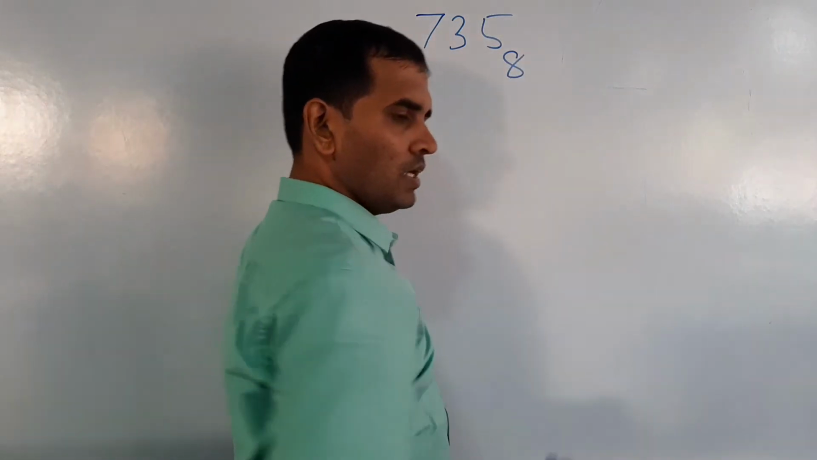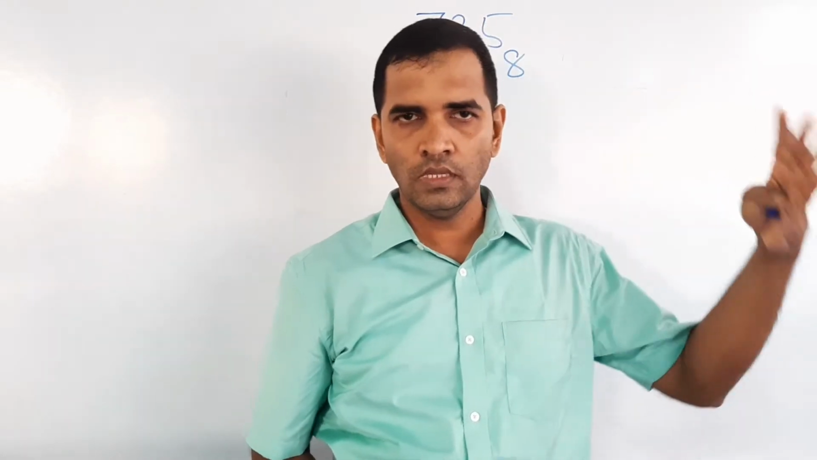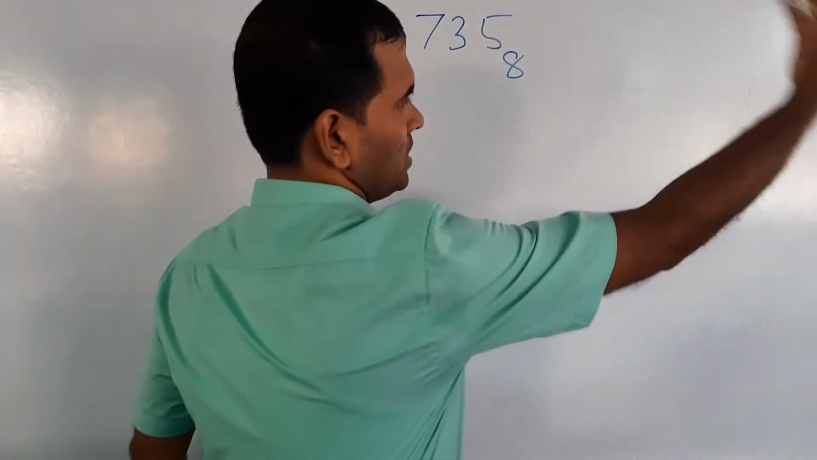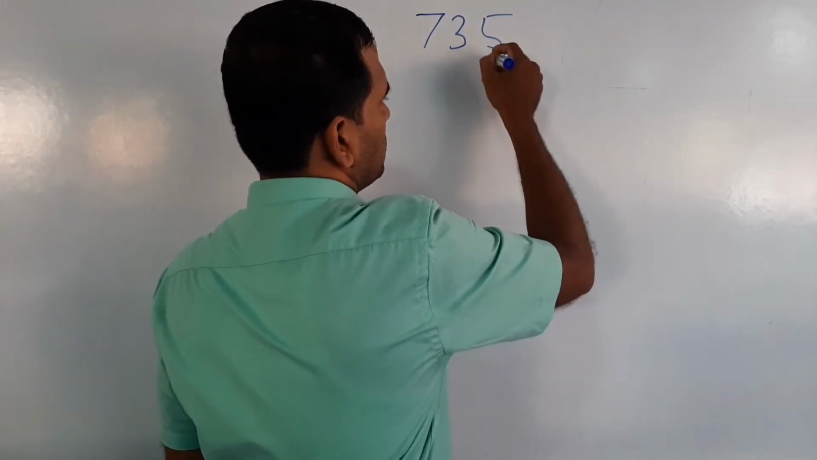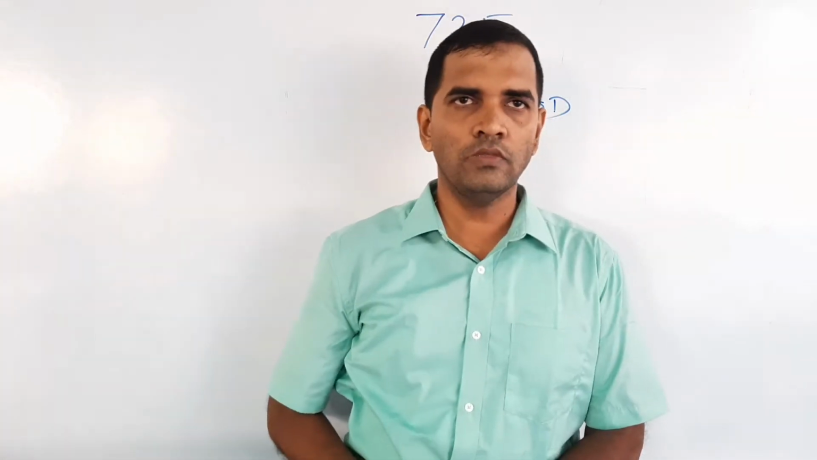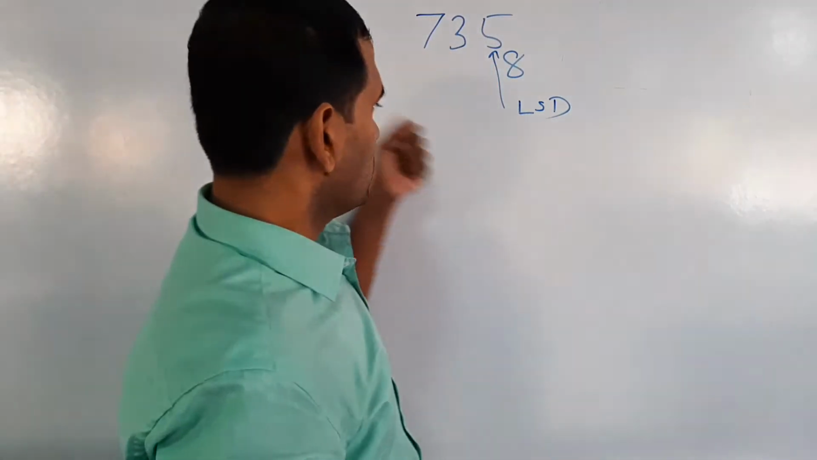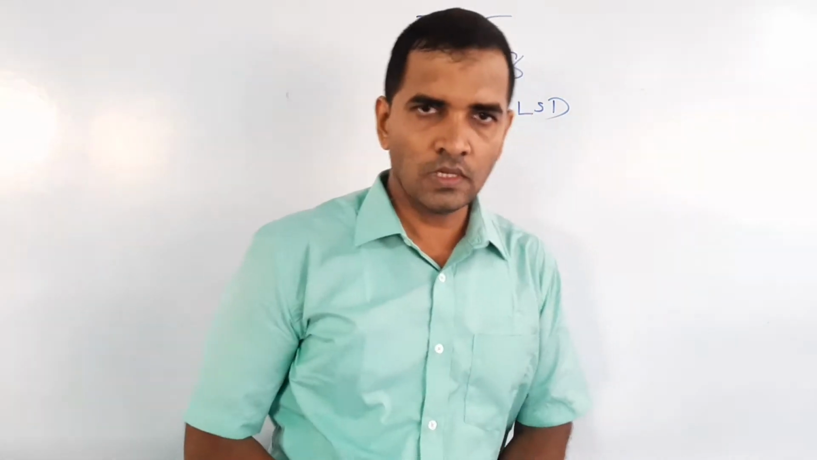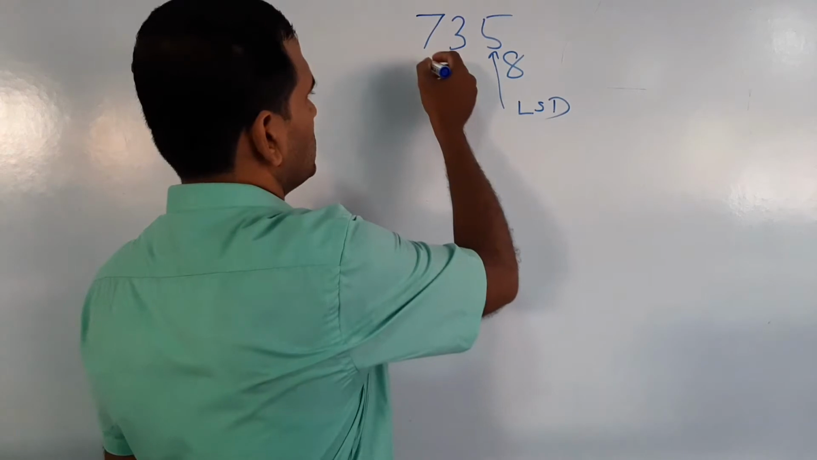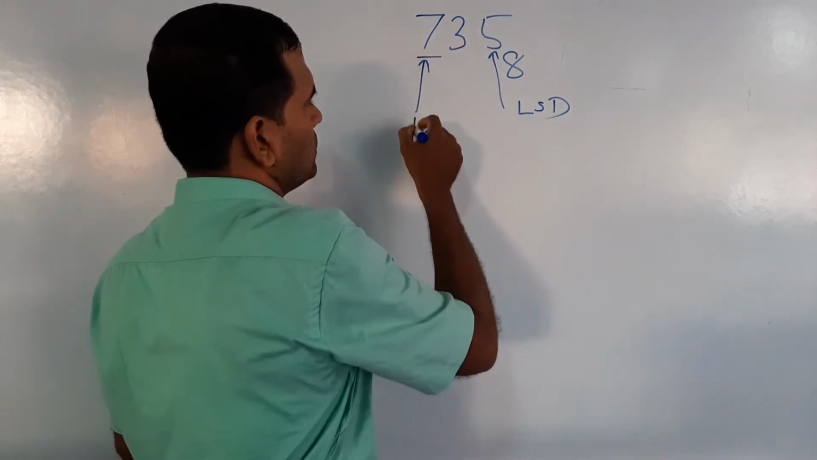Right, so let's identify the LSD first. As I mentioned earlier, LSD should be the right extreme digit. So what is the right extreme digit? That must be 5. So this is LSD, least significant digit. The left extreme digit should be MSD. So what is the MSD? Here 7 is the MSD.